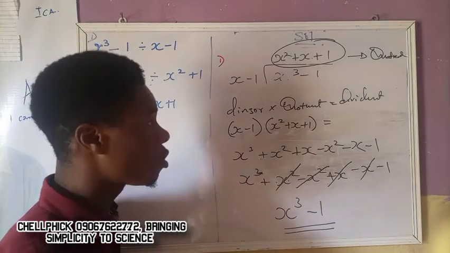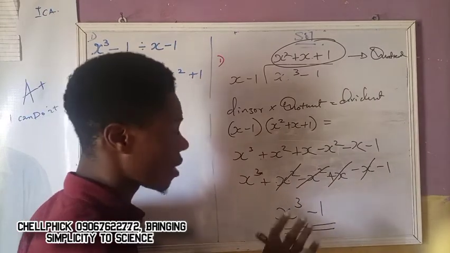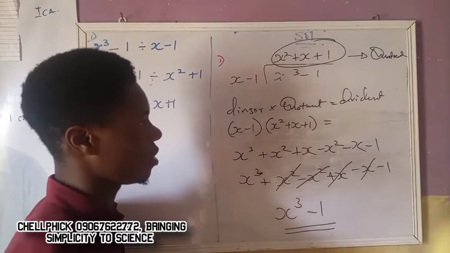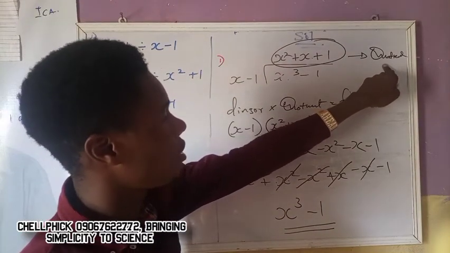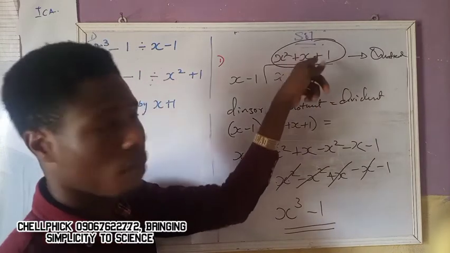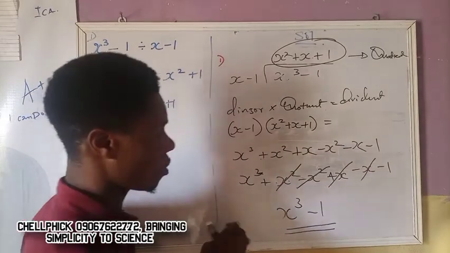So even without being told, even without submitting to my teacher, I can surely prove to myself that I am totally right for this work. So the quotient is x squared plus x plus 1. If you want to copy this, pause and copy.